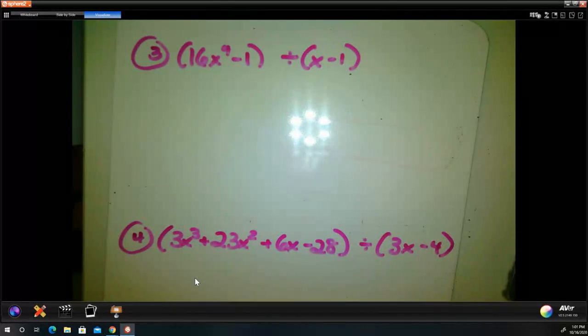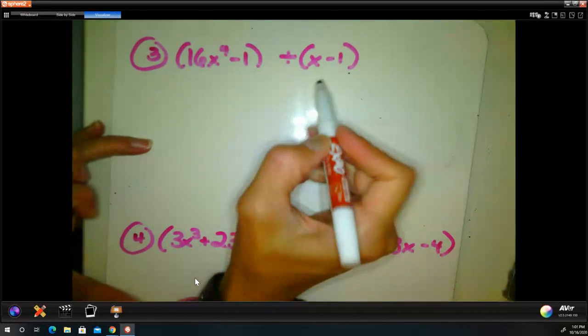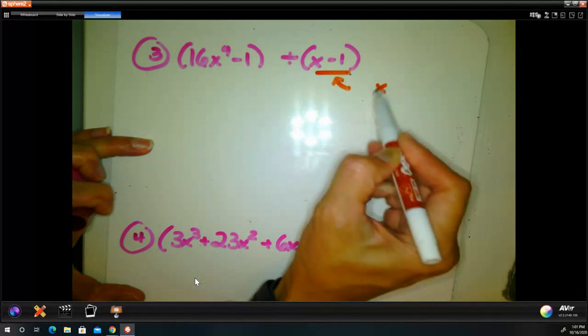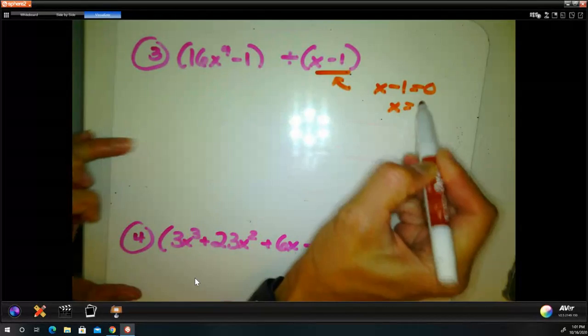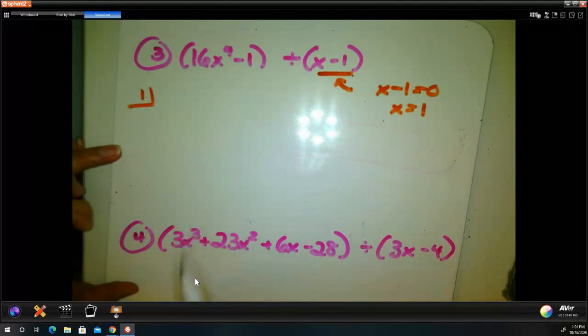So here we go. Question 3. Here's my potential factor, x minus 1. So what minus 1 is 0? 1. So again, 1's going to go in the box.